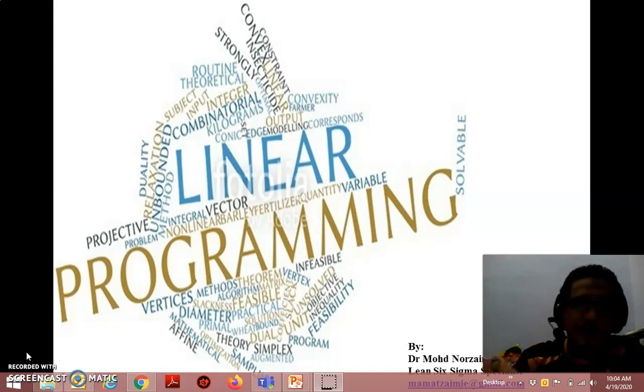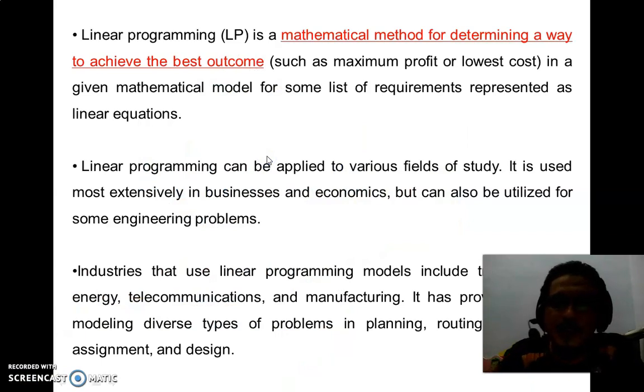So for this chapter, we want to do the analysis: what is the proportion of product A and product B, or in the graph, we use x1 and x2. This chapter only covers two variables. Linear programming is a mathematical method for determining the way to achieve the best outcome. So what does the best outcome mean? The best outcome consists of maximum or minimum. When we are talking about profit, it is a maximum, and when we are talking about cost, it is a minimum.